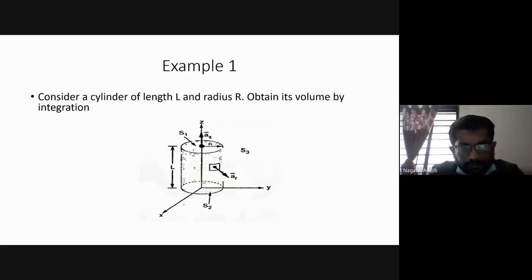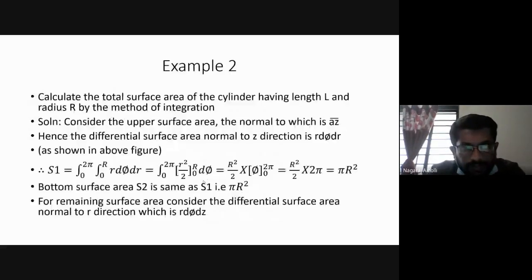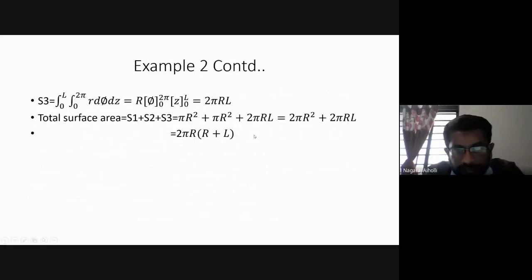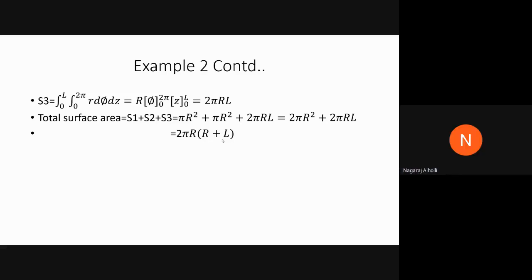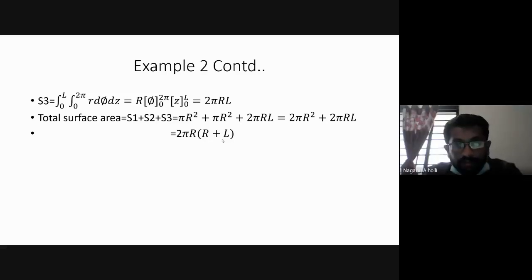I'll show that. S1 plus S2 plus S3: pi R square plus 2 pi RL. Pi R square plus pi R square is 2 pi R square, plus 2 pi R L. Then take 2 pi R outside as common, that will be R plus L. Hence, we get 2 pi R into R plus L. This is the total surface area of the given cylinder. Note that for this given figure, with whatever coordinates they have given, the total surface area is 2 pi R into R plus L.